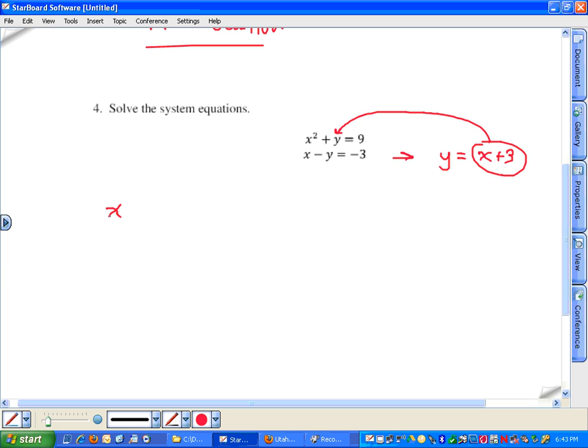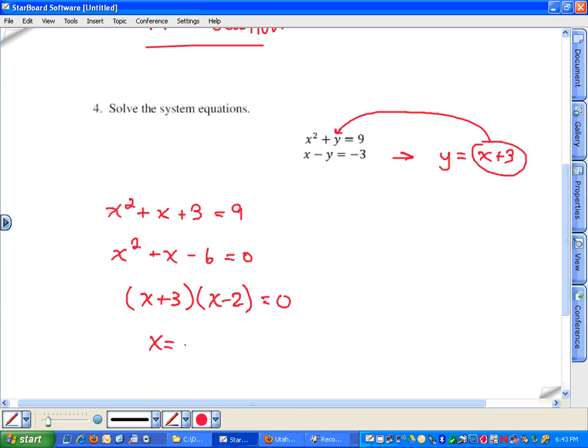So that top equation is now x squared, instead of plus y, it's plus x plus 3 equals 9. If I subtract 9 to get it equal to 0 and try to factor, this becomes x squared plus x minus 6 is equal to 0. This factors into x plus 3 times x minus 2. Solutions therefore are x equals negative 3 and x equals 2.